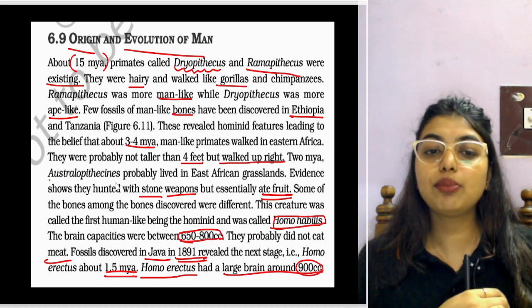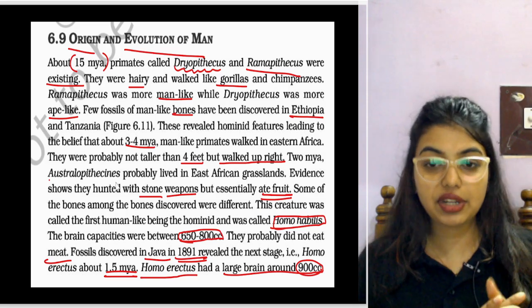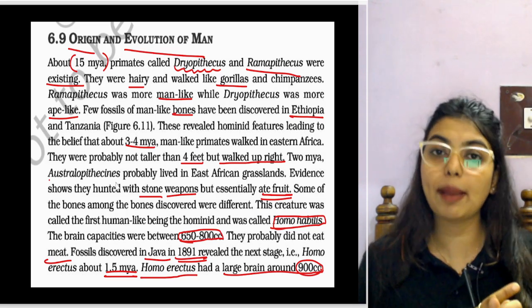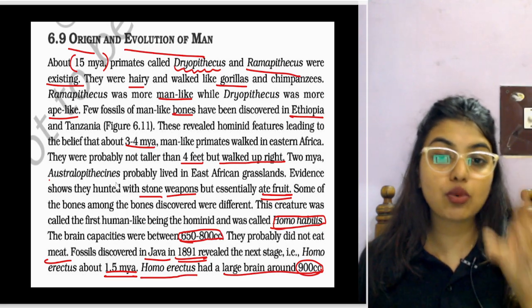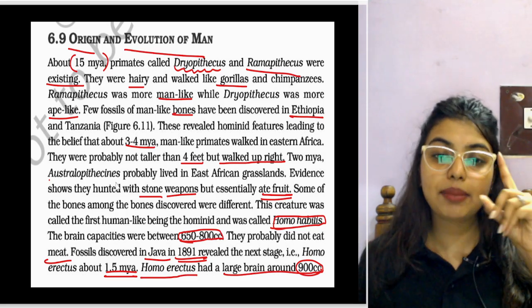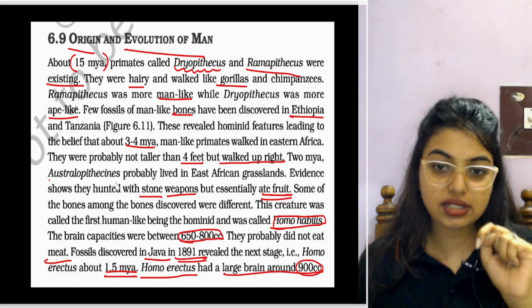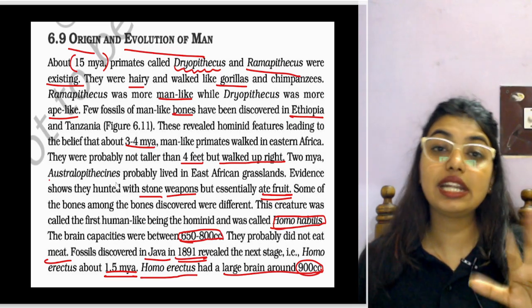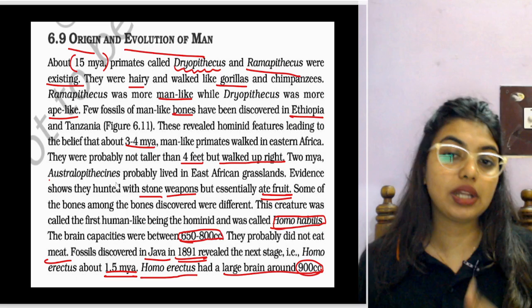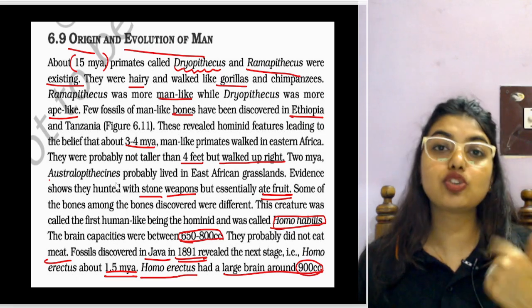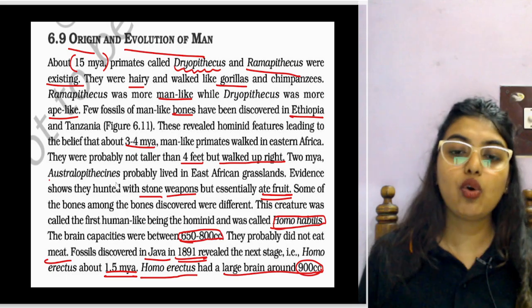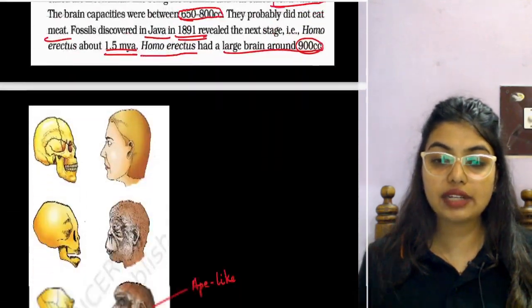Okay, some of the bones among the bones discovered were different. This creature was found to be the first human-like and was called Homo habilis. So Homo habilis was the most human-like creature. Brain capacity was 650 to 800 cc. They probably did not eat meat. Fossil discovered later in Java in 1891. They discovered the next stage, that is Homo erectus, about 1.5 million years old. Homo erectus had a brain of 900 cc.